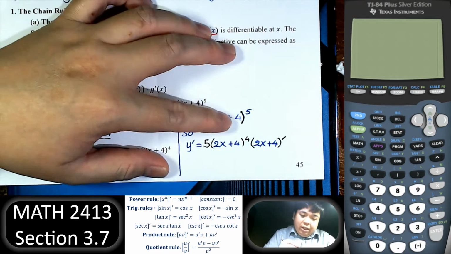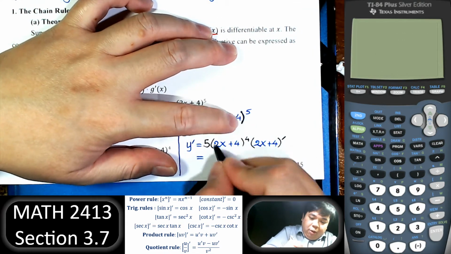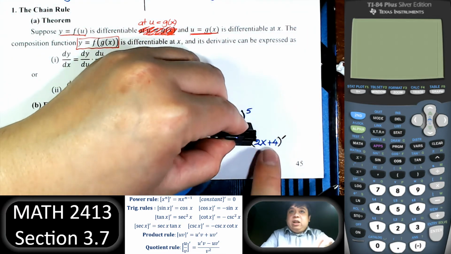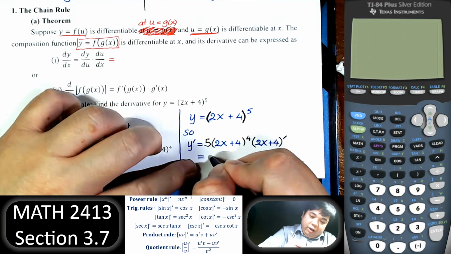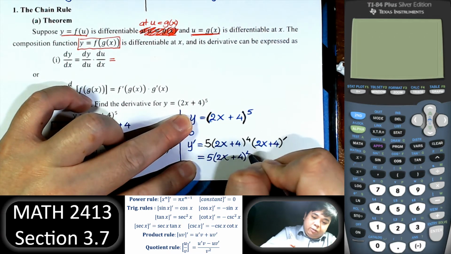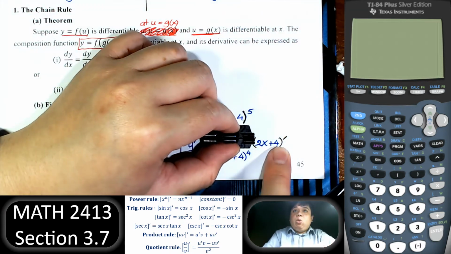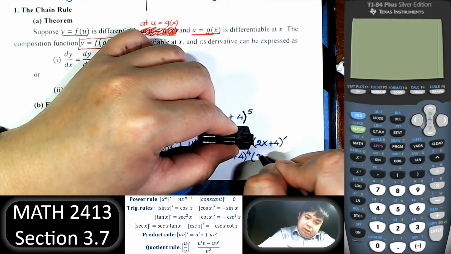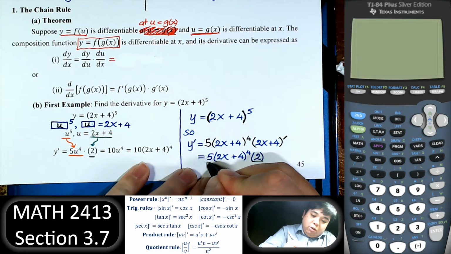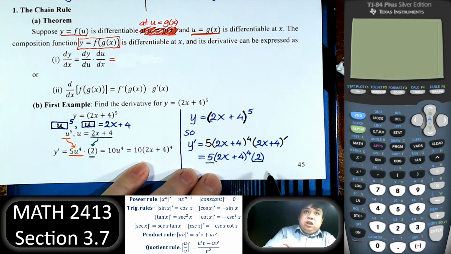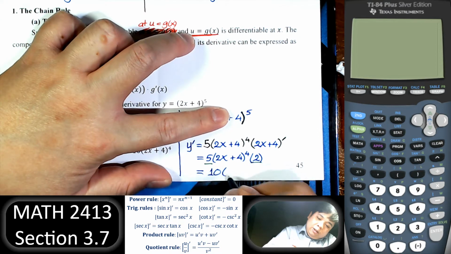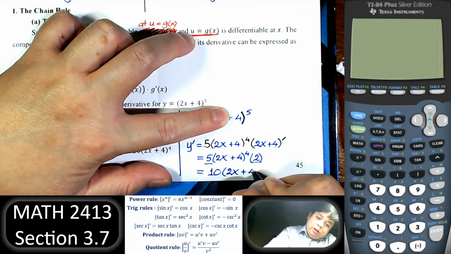Right, now we see this to the 4th power, and there's no more derivative. We're done with the derivative here, except we only need to take care of that derivative. So we'll have 5 times 2x plus 4 to the 4th, and the derivative of 2x plus 4 with respect to x is 2. And finally, this is just a constant 2 multiplied by 5. 2 times 5 is 10. So 10 times 2x plus 4 to the 4th.